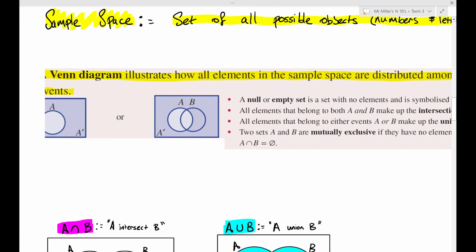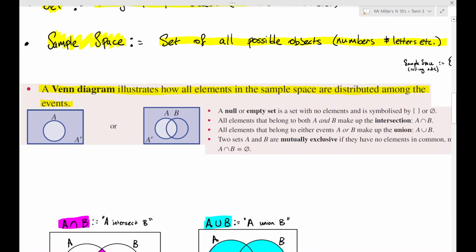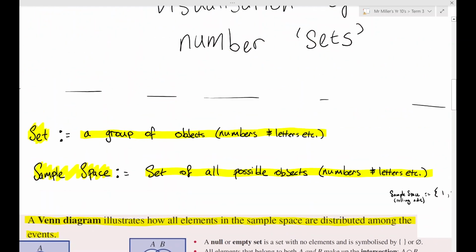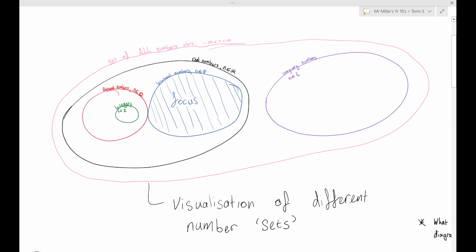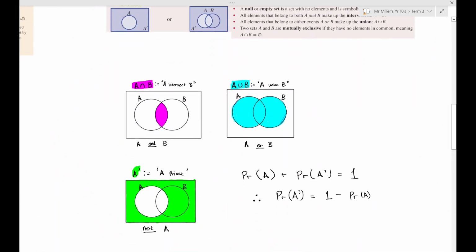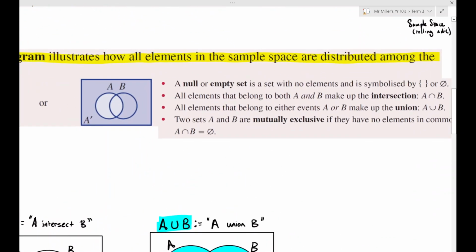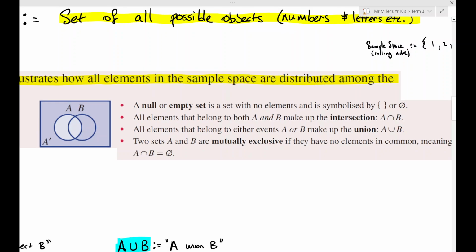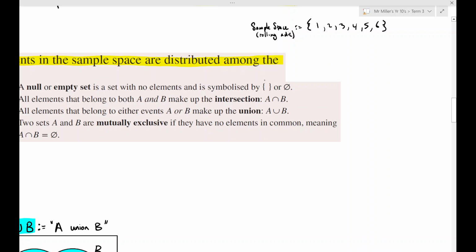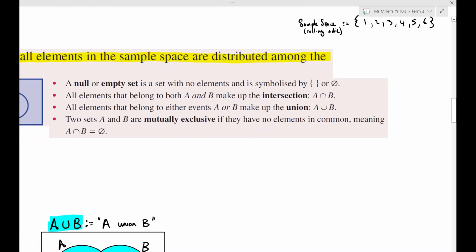A few more small details. Why this diagram is helpful: when we talk about sets, we're talking about Venn diagrams in maths. Sorry guys. So a null or empty set, I like this denotation of it because it's saying there is nothing inside this sample space. So there's nothing inside this set. So it's an empty set or a null set.